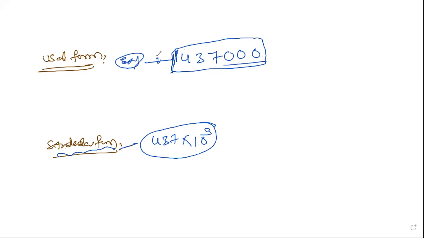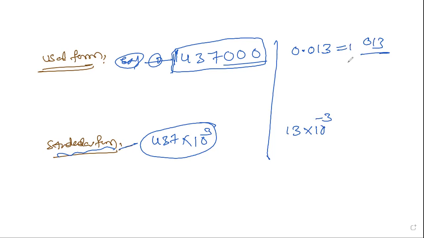Clear? If you take one more example, 0.013 is a usual form. If you wanted to write this in terms of 10, the number should come out as 13 into 10 power, how many digits are there? 1, 2, 3. So 10 power minus 3 you can write. Because generally you can write this as 13 by 1,000. This 1,000 we can write as 10 power 3 in the denominator, which goes back to the top as 10 power minus 3. These come under standard forms, and these come under usual forms.